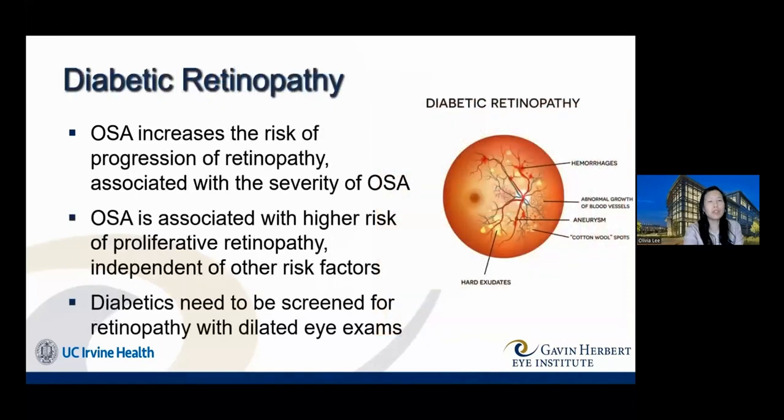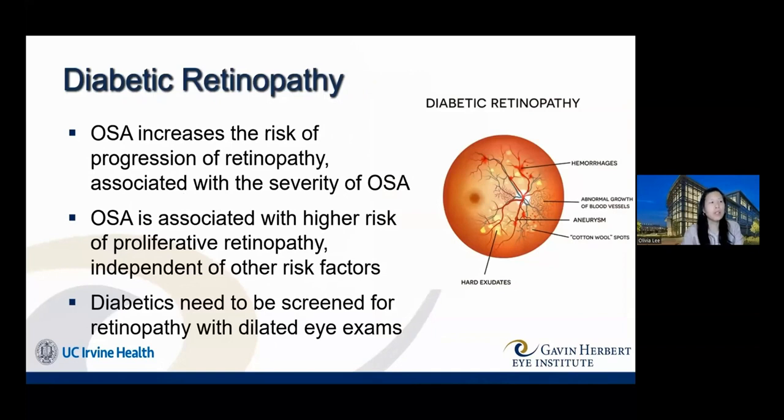Dr. E will talk more about the surgical aspects of that condition in her next talk. Diabetic retinopathy is a condition that is a complication of diabetes mellitus, and it is typically associated with severity of glucose, the sugar in the blood.